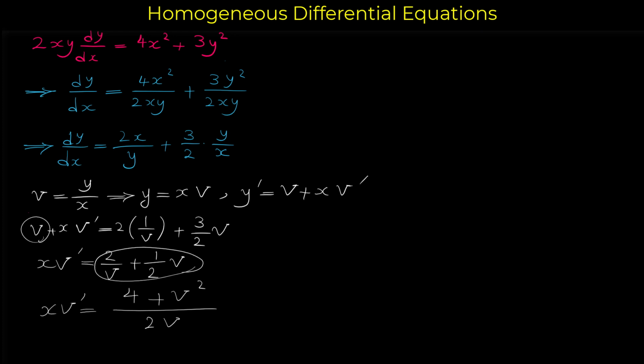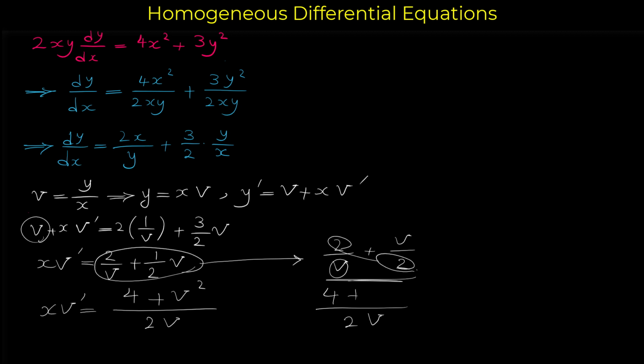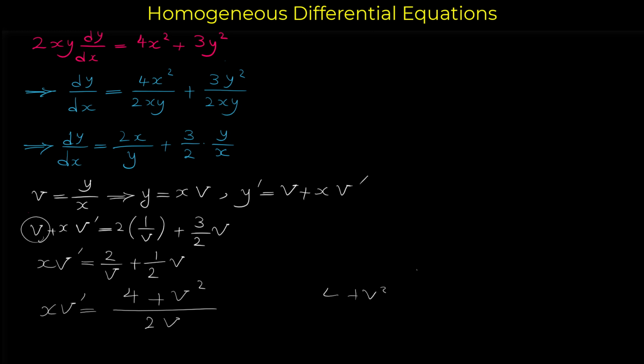So let me show you how I did this common denominator. The first term was 2 over v, the other term was v over 2. Here between these two terms the common denominator is 2v. If we multiply this by that we get 4, and if we multiply v by v we get v squared. So we get to this expression. Okay, let's go back to our differential equation.